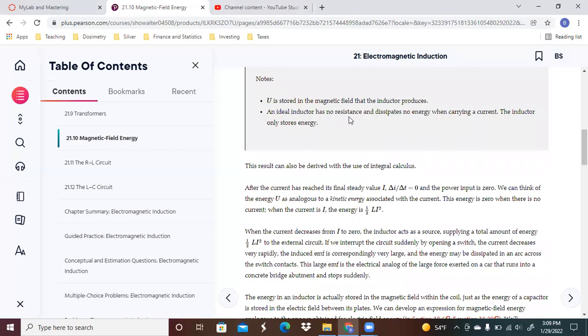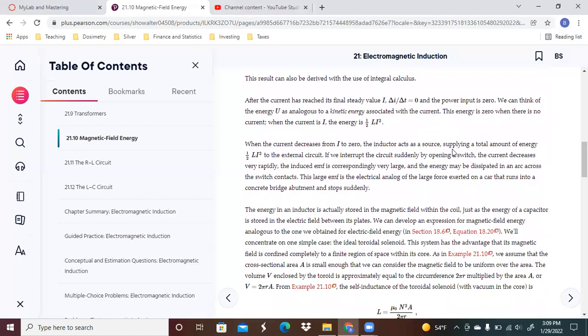Any ideal inductor has no resistance and dissipates no energy when carrying a current, and it only stores energy. The result can also be derived with calculus, but we're not using calculus in this course. We won't worry about it. After it reaches its final steady state value, the change in the current becomes 0 and the power input is 0. We can think of the energy U as analogous to a kinetic energy associated with a current, and this energy is 0 when there is no current, and when the current is I, then this is the energy.